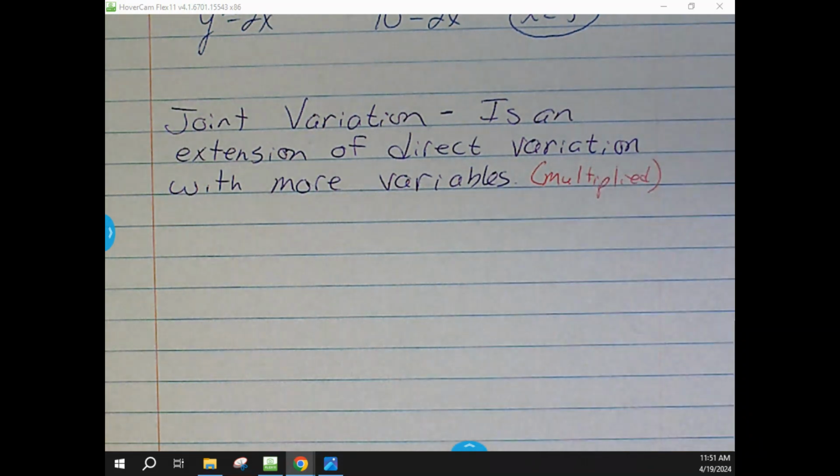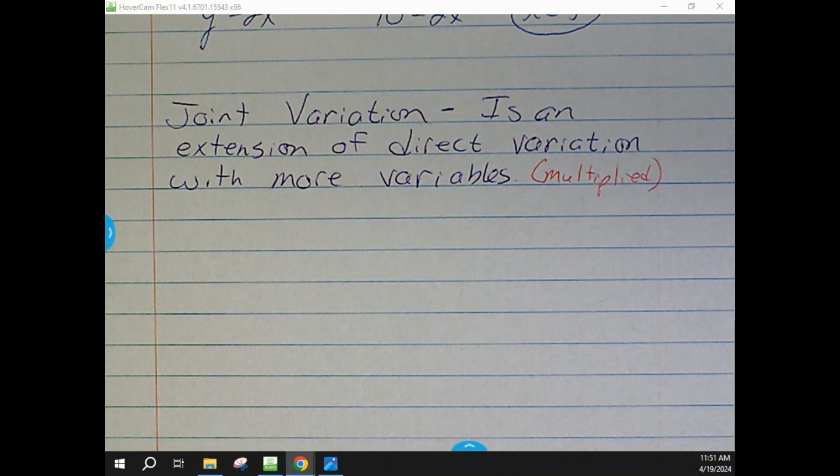Again, with joint variation, the variables are always multiplied together. So the only time you're going to have something where it's division is where it's inverse. Whether it's direct or joint, you're just multiplying more variables together when it comes off this one.